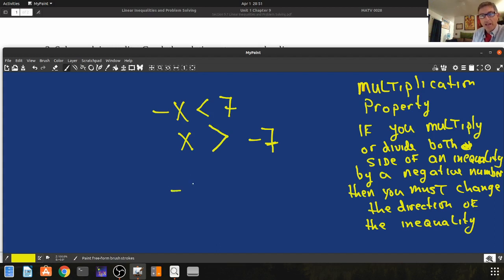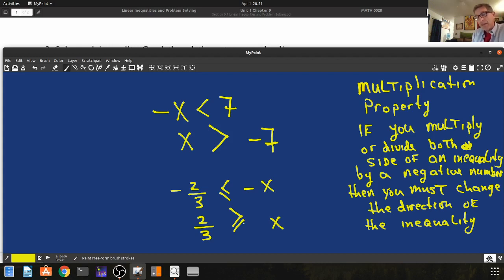If I have minus 2/3 is less than or equal to minus x, I can make the x positive by multiplying both sides by a negative. So that's going to give me a 2/3 on this side and an x on this side, but I have to flip the direction of the inequality.